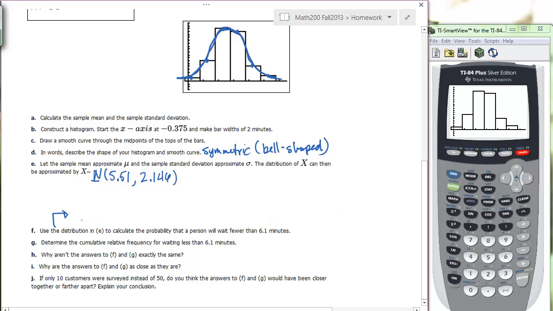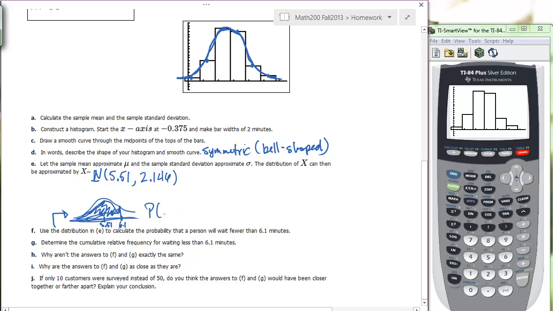let's see, it's better, I guess, if we start off with that bell-shaped curve, which is approximating our histogram. The mean was 5.51, so 6.1 would be to the right of that, and fewer would be this region over here. So we should be looking at the area to the left, and just by looking at this picture and assuming that the area under the whole curve is 1 and an area cut in half is half, this should be bigger than 1/2. So let's take a look at that.